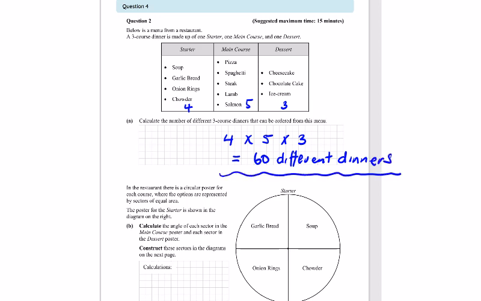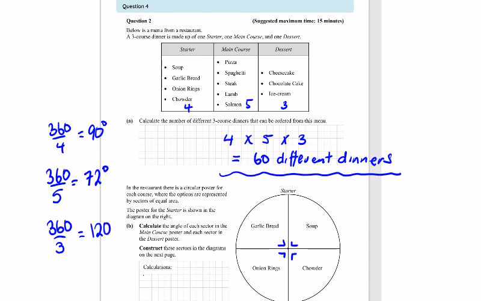Then in a restaurant, there's a circular poster for each course where the options are represented by sectors of equal area. The poster for starter is shown. You can see all these are right angles. 360 divided by the number. So 360 over 4 is 90 for the starters. Calculate the angle in each sector of the mains. Well, that's 360 over 5, which is 72 degrees. You'll be using your protractor here in part 3. And desserts will be 360 over 3, which will be 120 degrees.